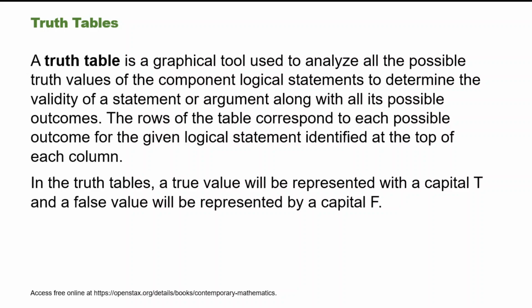Truth tables. A truth table is a graphical tool used to analyze all the possible truth values of the component logical statements to determine the validity of a statement or argument along with all its possible outcomes. The rows of the table correspond to each possible outcome for the given logical statement identified at the top of each column. In the truth tables, a true value will be represented by a capital T, and a false value will be represented by a capital F.